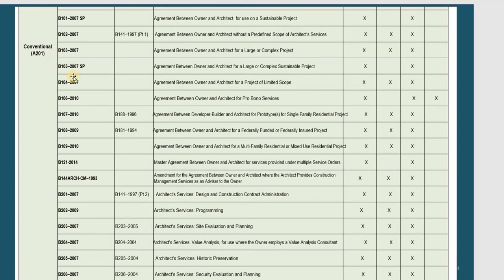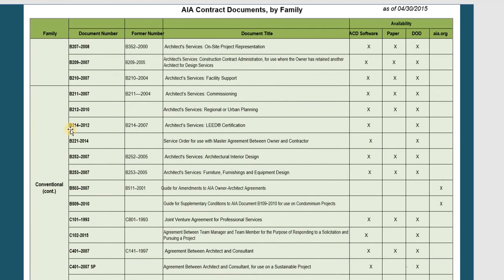Besides A, we have B, starting from the alphabet letters. For example, we have B102-2007. This is the agreement between the owner and architect. Before, A was the owner and contractor, and now B is the owner and architect. We have many forms between owner and architect, for large projects or projects with limited scope. And we have multi-family or single family forms between owner and architect. That's why the form number shows you exactly the one you need to sign for the contract before we start the job.